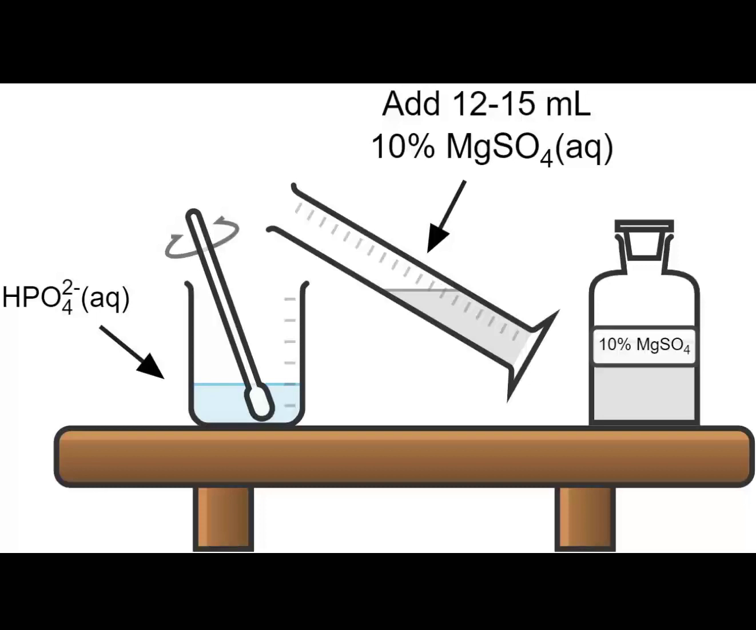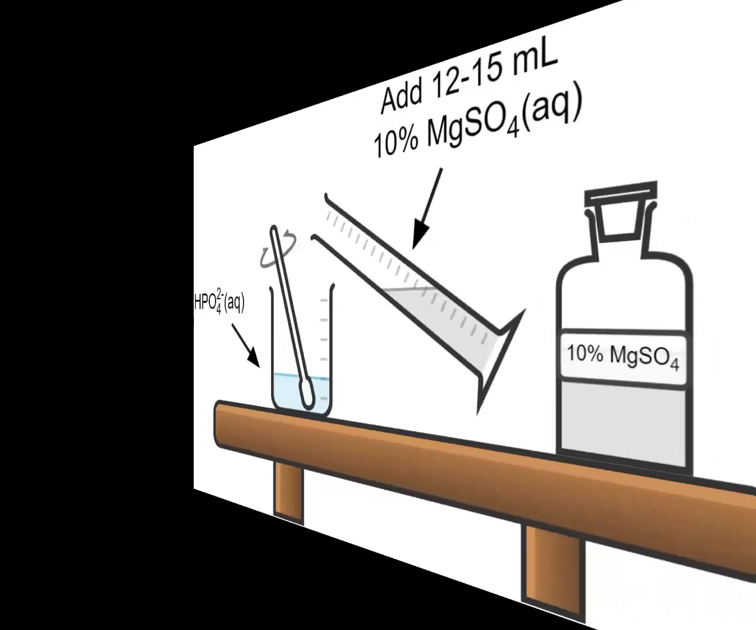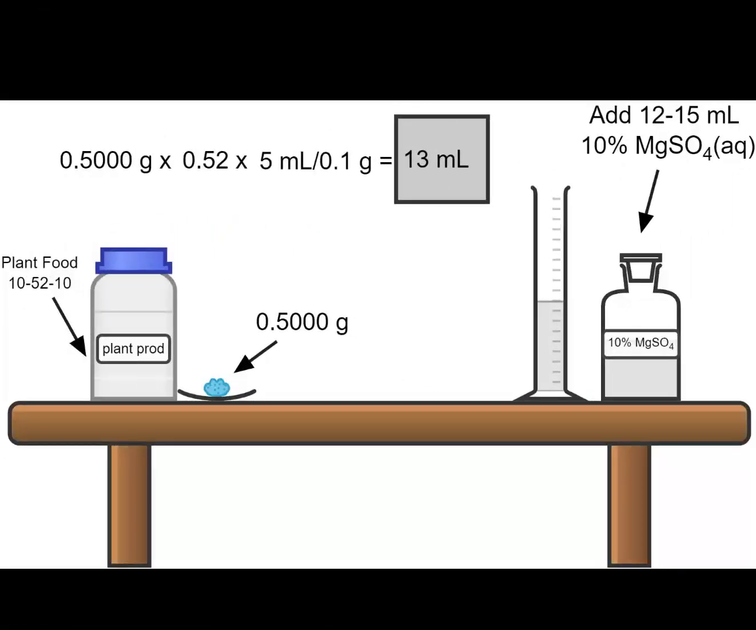To ensure a complete precipitation of the hydrogen phosphate ion, an excess of magnesium cation is added. The volume of 10% magnesium sulfate required can be determined by a quick calculation, as described in step 3 of the procedure. Assume, for instance, that exactly 0.5000 grams of plant food is measured. Multiply this by 0.052, which gives the mass of diphosphorus pentoxide, which is then multiplied by 5 mL per 0.1 gram to give the volume of 10% magnesium sulfate required.